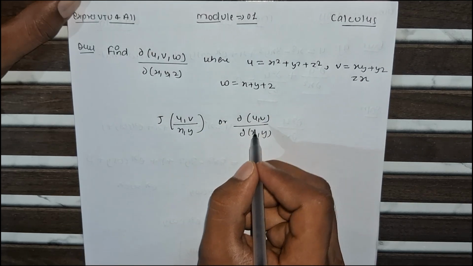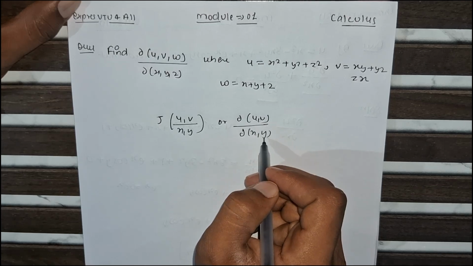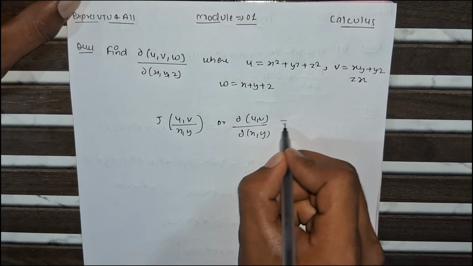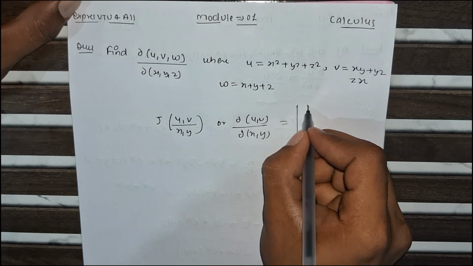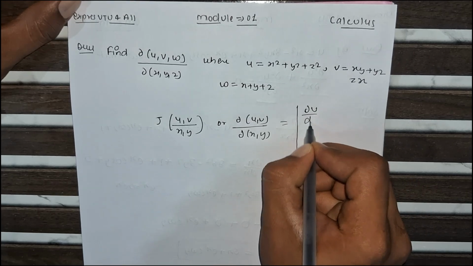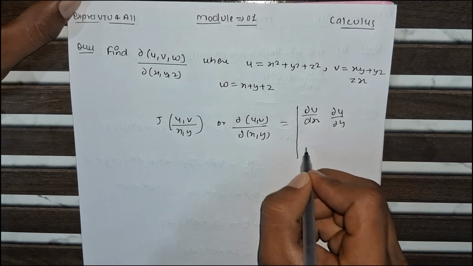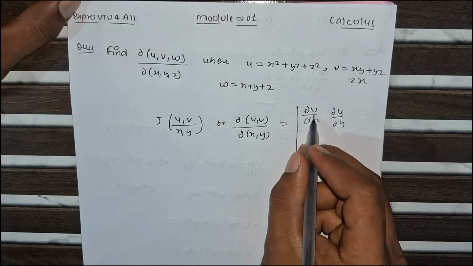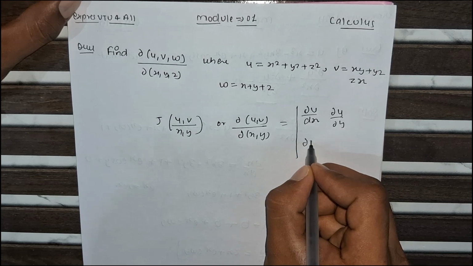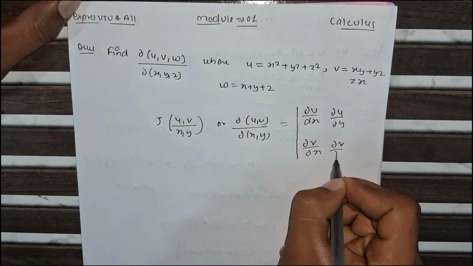This states the differentiation of u with respect to x and the differentiation of v with respect to y. So we can write it in determinant form: del u by del x, del u by del y, and like that del v by del x and del v by del y.